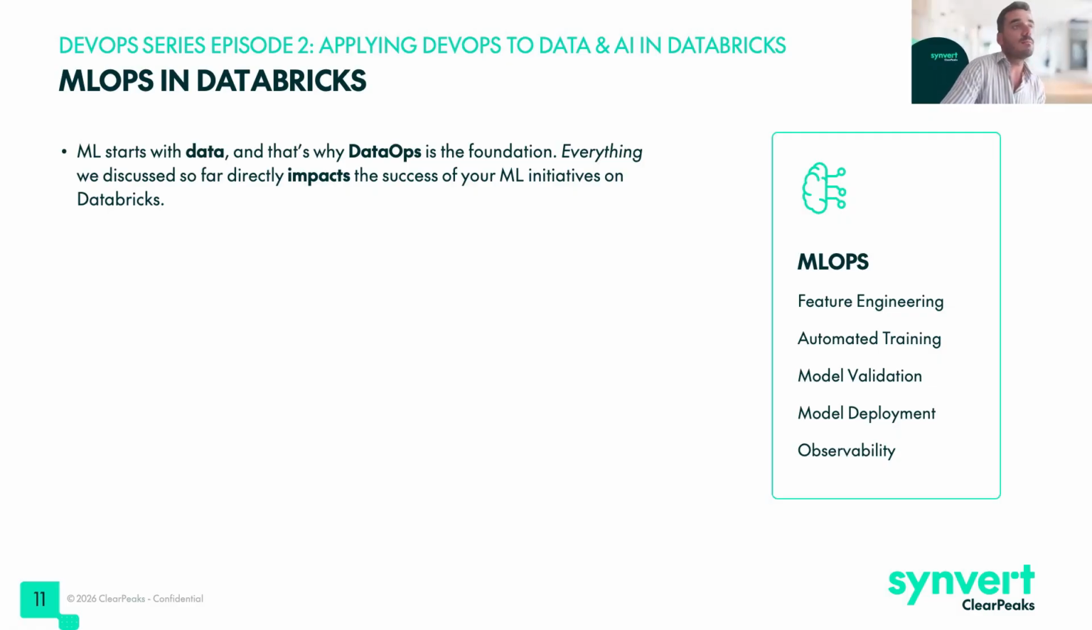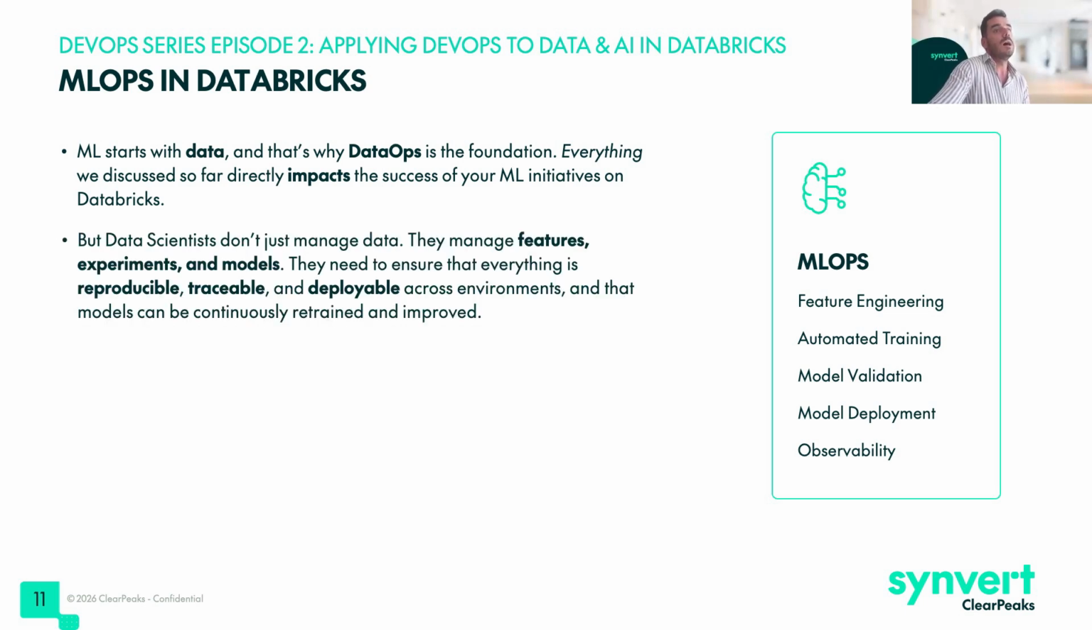Next, we can move to MLOps. MLOps comes with its own set of specific requirements. As you can see on the right, we have features engineering, we have automated training, we need to deploy model, we need to validate and observe model behavior. So this comes with its own requirements. However, there's one key point to keep in mind. As we also mentioned earlier, everything starts with data. So DataOps still applies, and it directly impacts the success of your ML project in Databricks.